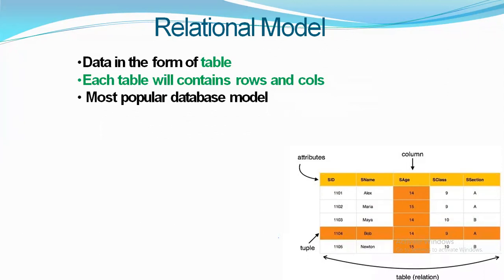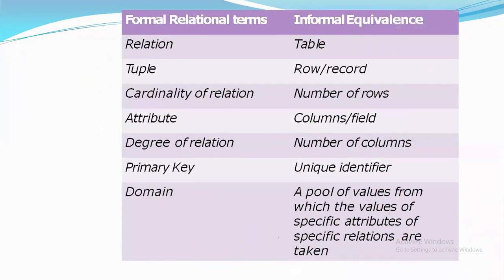There is some terminology that is used in the relational model. The table we don't call a table; technically we call it a relation. A relation is nothing but a table. However, when you want to speak technically, we call it a relation. Similarly, a row or a record we call a tuple. Cardinality is another term. What is the cardinality of the relation?